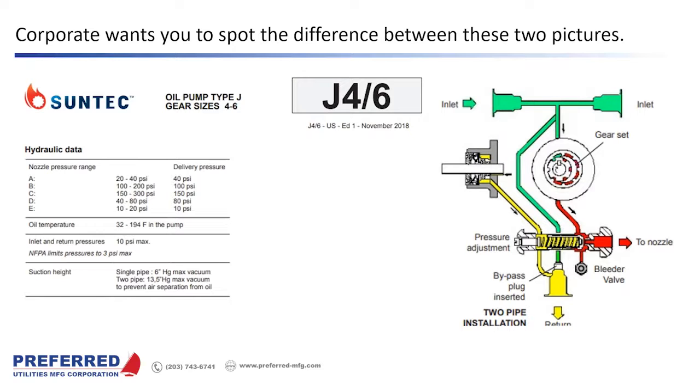Suction height, they're all piped with what they call a 2-pipe design. So the Suntech pumps are capable of 13.5 inches of max vacuum. They're really designed so that they can pull directly out of a nearby tank if they need to, although we very rarely see that. Usually we're going to have a main tank, transfer pumps, and then a header supplying all the burners. That's what's most common in the United States.